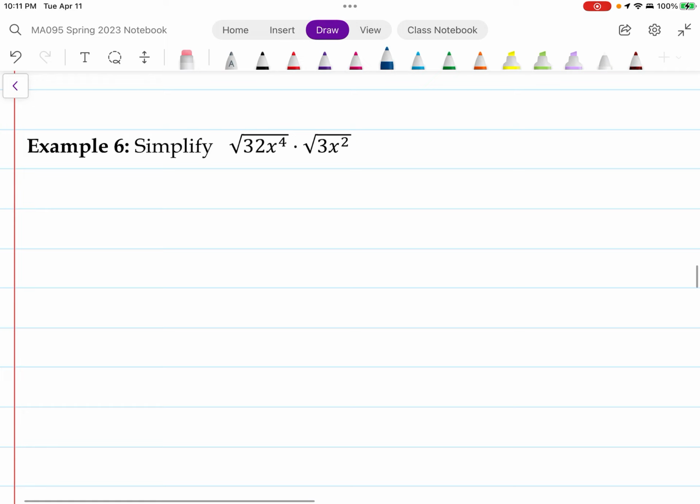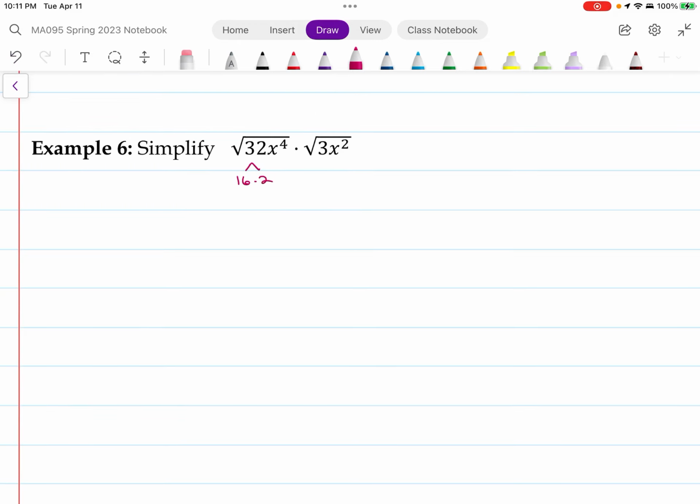Okay, so 32 is 16 times 4. Nope. Not times 4, times 2. So I was looking for a perfect square, and I see the 16 in there. All right, so let's do the numbers as 16 times 2. Now don't forget you've got this times 3 right here. All right, and then let's do the variables as x to the 4th.